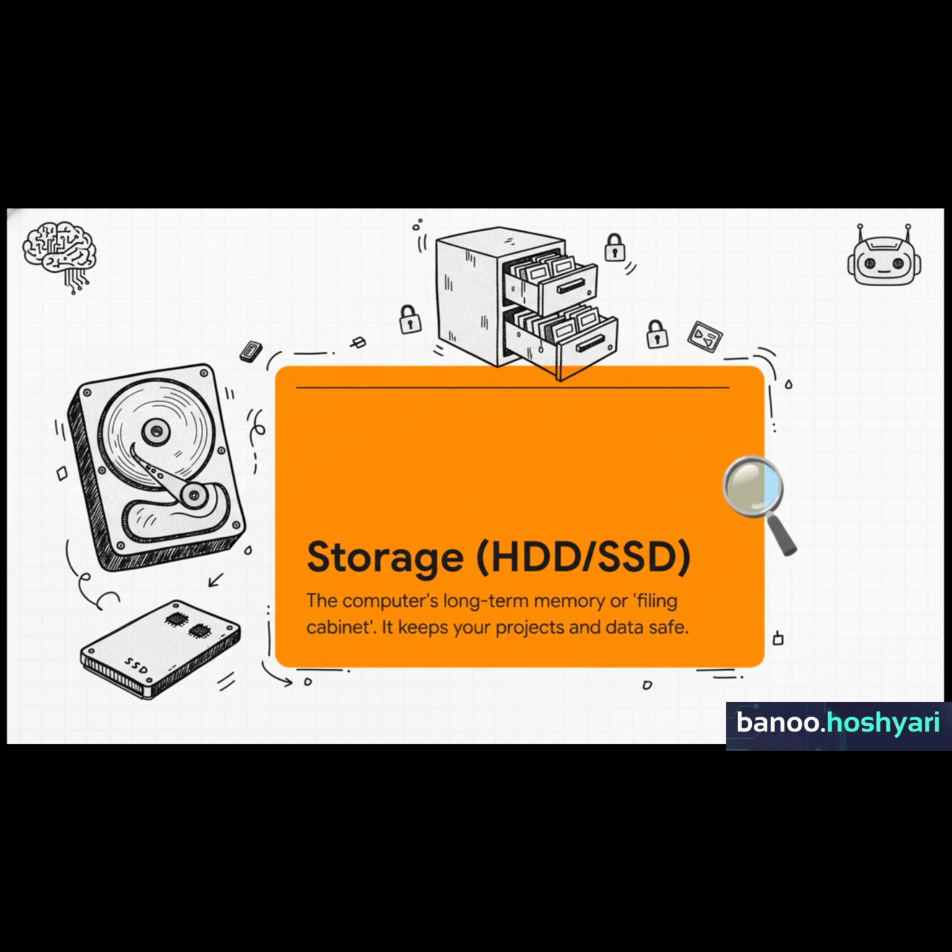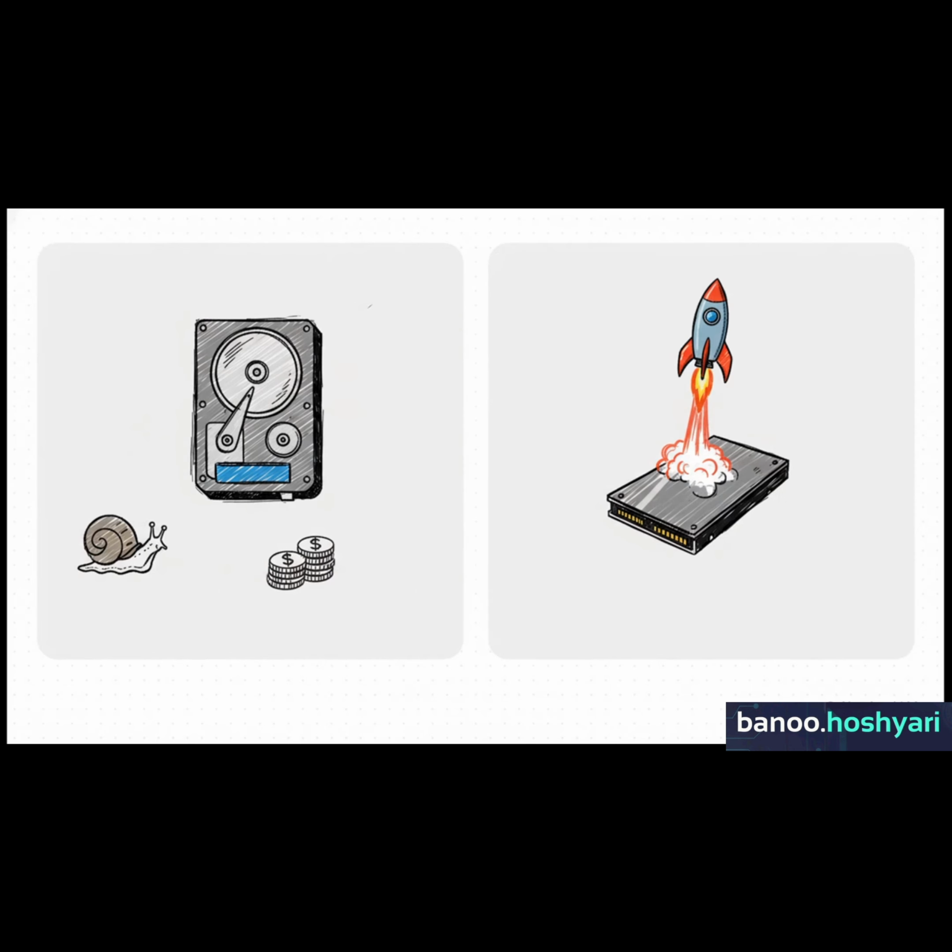And, well, what about when you're done working? Where does everything go? That's where storage comes in. This is your computer's long-term memory, its filing cabinet. It's where your operating system, all your AI projects, and those precious data sets are stored safely for the long haul. Now, storage pretty much comes in two main flavors.